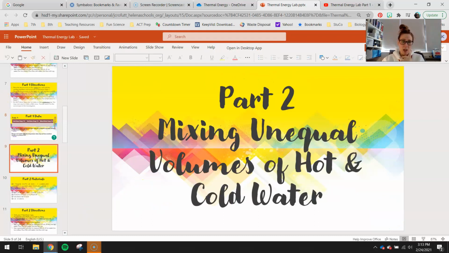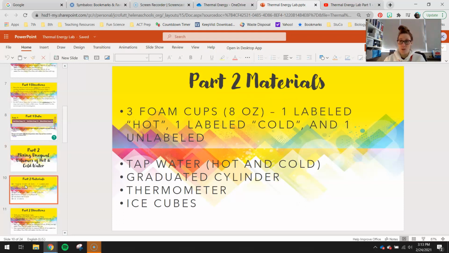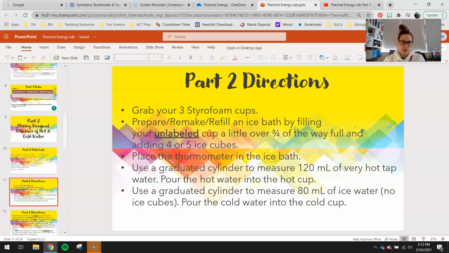Moving on to part 2. Parts 2 and 3, again, you are dealing with unequal masses of water. So in part 2 you are going to have more hot water than cold water. That's the only part of the directions I'm going to point out. Before, we used 100 milliliters of hot and 100 milliliters of cold. For this one, you are going to use 120 milliliters of hot and only 80 milliliters of cold. So again, a total of 200, the same as in part 1.